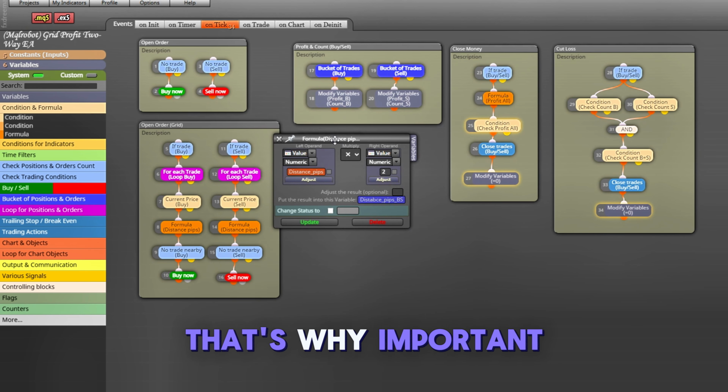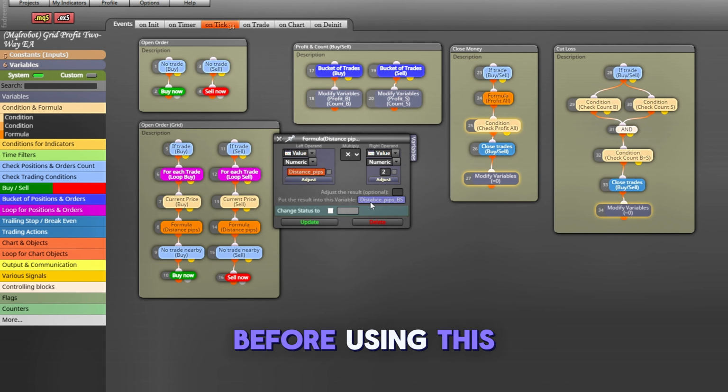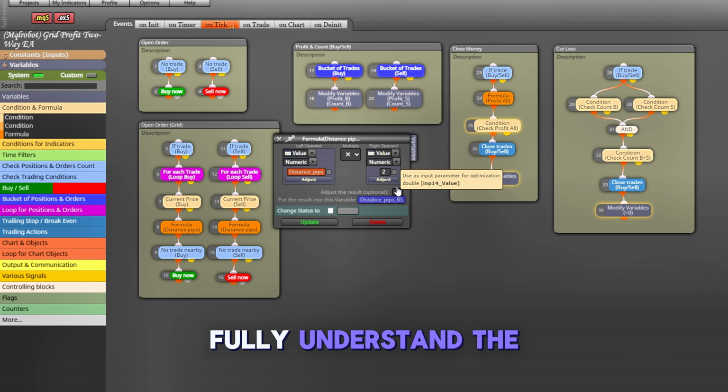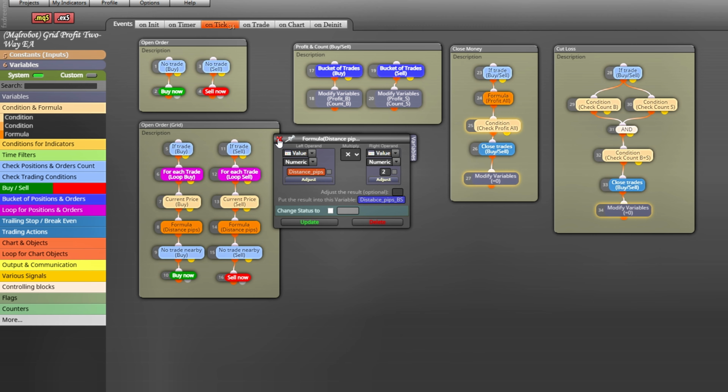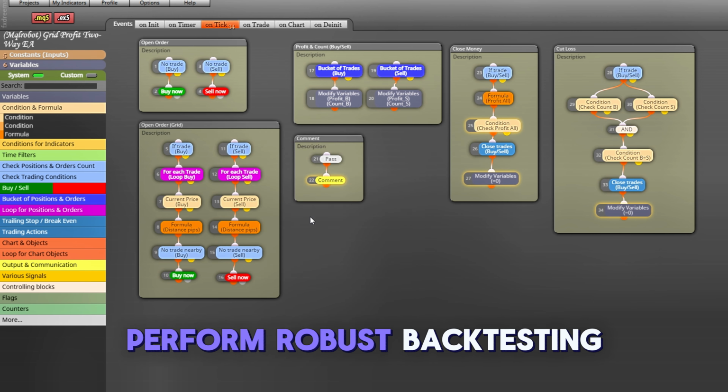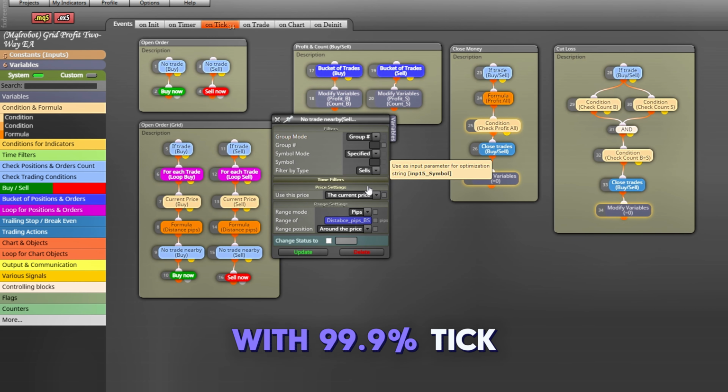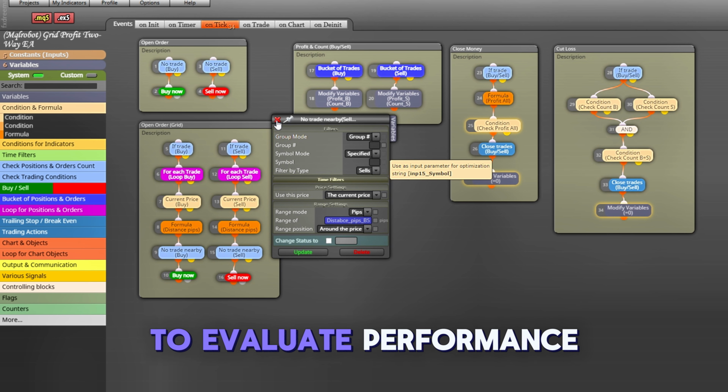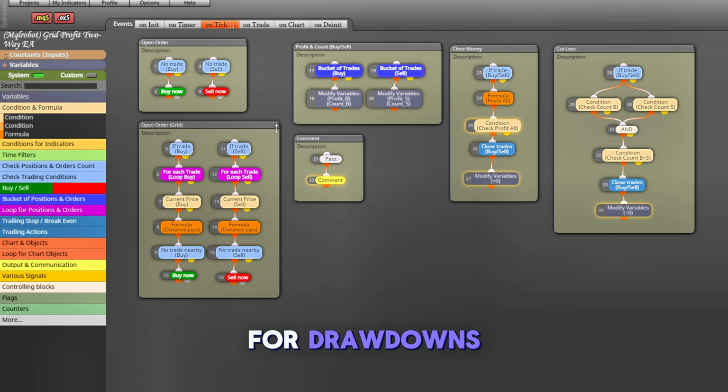That's why, important: before using this EA in a live account, fully understand the strategy logic and market behavior it's designed for. Perform robust backtesting with 99.9% tick data to evaluate performance. Know your risk tolerance and prepare for drawdowns.